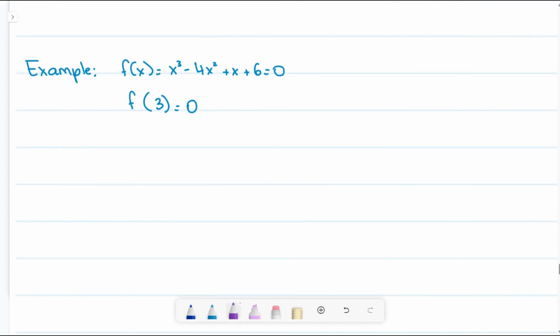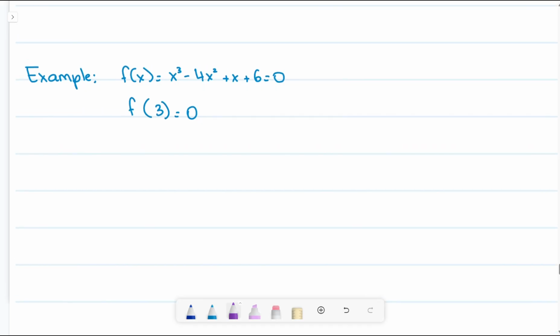Now, as I promised, we will do an example related to the factor theorem right now. If we're told that f of x equals x cubed minus 4x squared plus x plus 6, and we are told that f of 3 is 0, what can we do with this information? We would like to factor f of x.